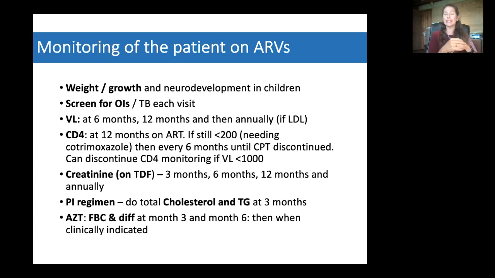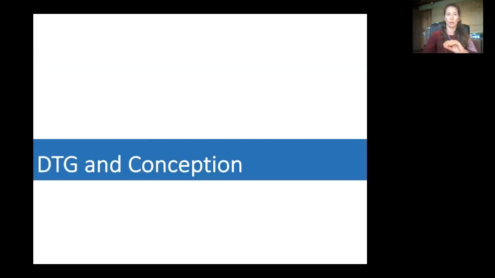And if they're going to be on AZT, if they're on second line, you do a full blood count and diff at 3 months and 6 months, and after that, clinically. So that's just a very, very quick slide on what I hope you already know. Great, but now we're going to get to some of the more interesting little ins and outs of the guidelines. Just covered all the boring bits, right?